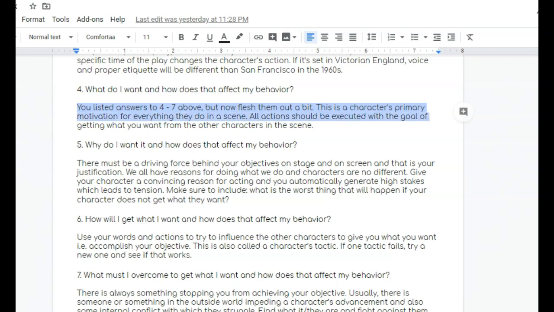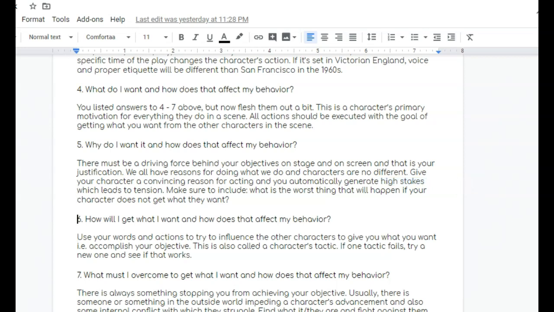Everything is done with a goal in mind. So what is it that you want, why do I want it, and how does that affect my behavior? There must be a driving force behind your objectives. Your action is more important than your motivation, but your motivation is still very important. Give your character a convincing reason for acting, and things need to be done with high stakes. It needs to be important. If it's not important, then your acting choices are not going to be engaging.